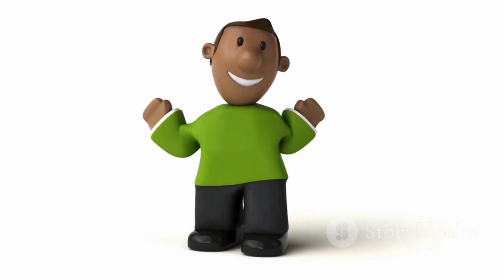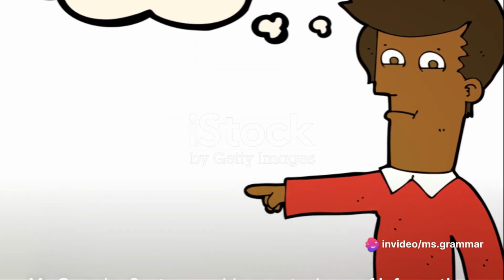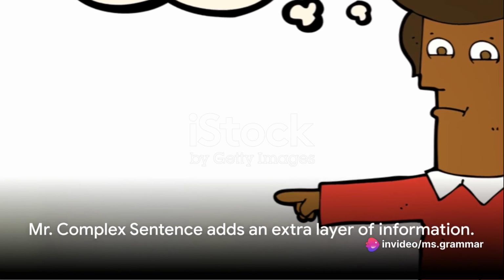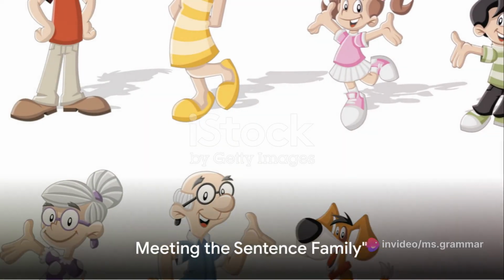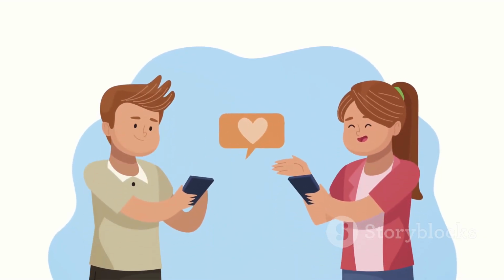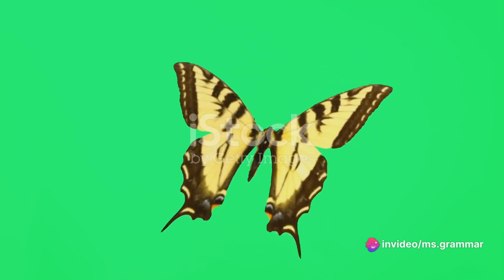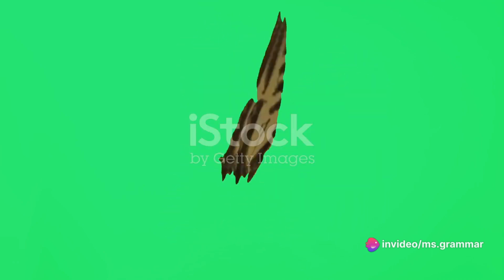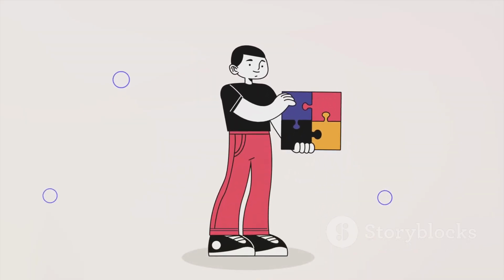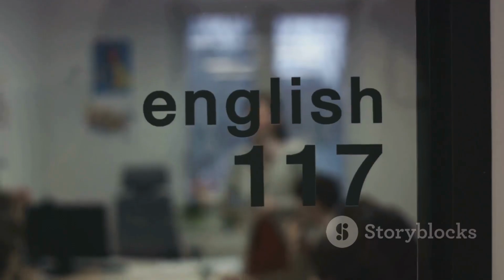So remember, Mr. Complex Sentence is all about depth and detail. He adds an extra layer of information to our sentences. Let's revisit our sentence family: Mr. Simple, Miss Compound, and Mr. Complex. Mr. Simple is straightforward with just one independent clause. Miss Compound, the social butterfly, always brings together two independent clauses. And Mr. Complex, well, he's a bit of a mystery, combining an independent clause with at least one dependent clause.